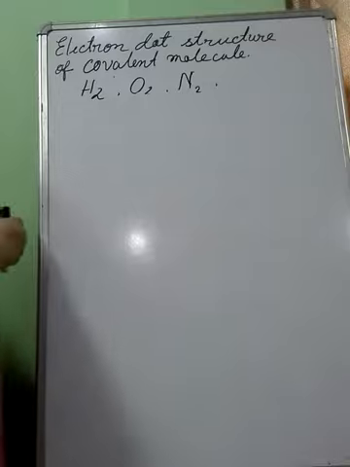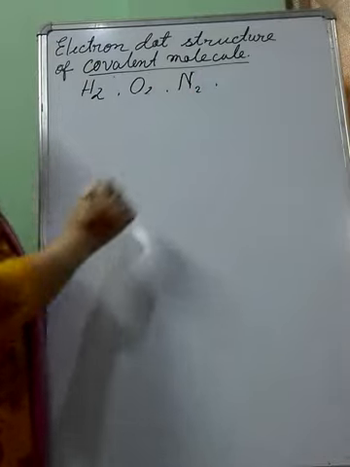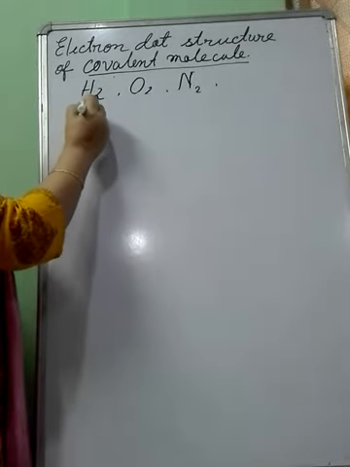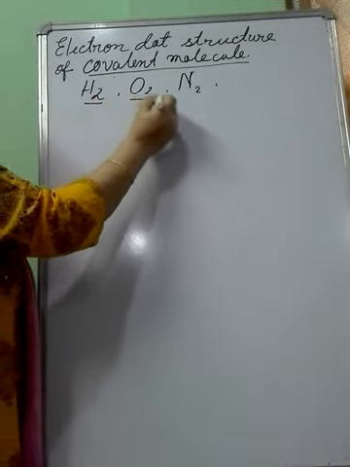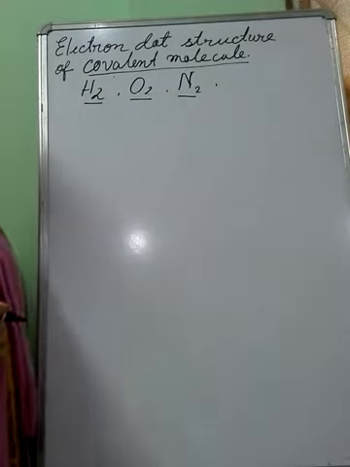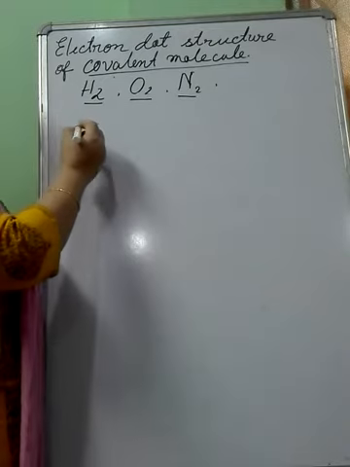Hello students, we are going to discuss today the covalent molecule and how this covalent molecule forms, with the help of these examples: hydrogen, oxygen and nitrogen molecule, and how to draw the dot structure for a covalent molecule. Now let us see for hydrogen.